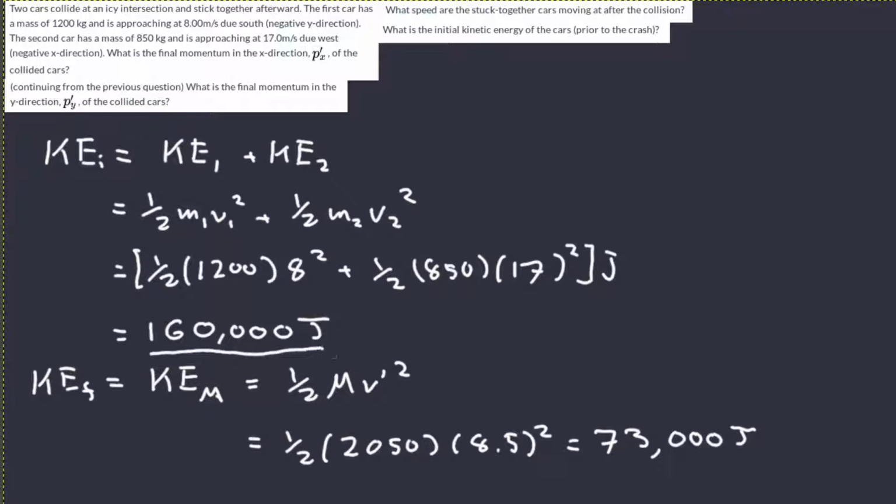So if we compare our initial kinetic energy before the crash to our final kinetic energy after the crash, we do in fact see that energy is lost, which is what we expect for an inelastic collision. And the physical description that we have here fits what we know about inelastic collisions. In fact, it's a perfectly inelastic collision because our two projectiles stick together after the collision.